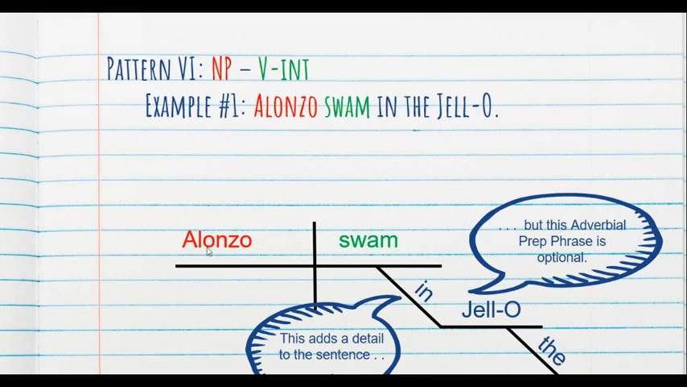But then I'm left with just to be, Alonzo is. And that's why you have to have the adverb for the pattern 1. But for a pattern 6, you could just simply say Alonzo swam and put a period. And it's still a sentence. But you'll notice our point here is the adverb, or in this case, the adverbial prep phrase, really adds a little nice detail to the sentence. Kind of clarifies where Alonzo is swimming.